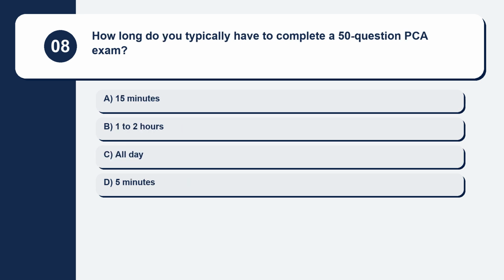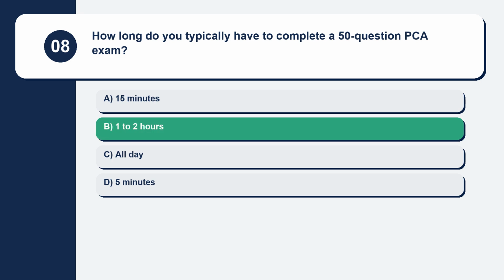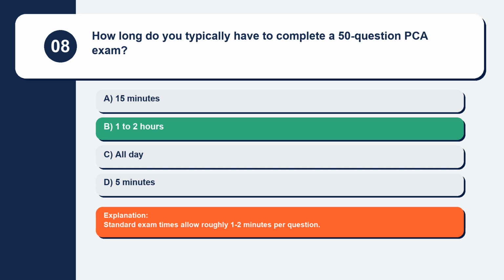Question 8. How long do you typically have to complete a 50-question PCA exam? 15 minutes. 1 to 2 hours. All day. 5 minutes. Standard exam times allow roughly 1 to 2 minutes per question.